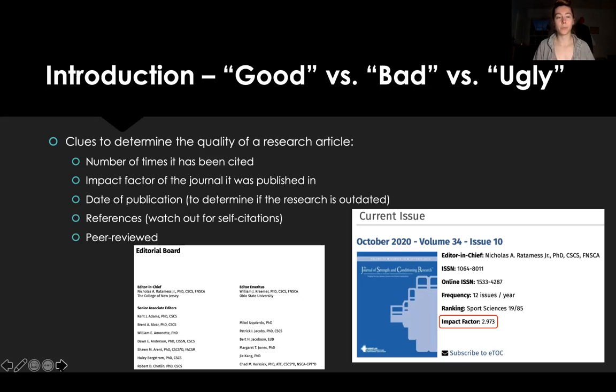References, watch out for people who use self-citation. So if they put themselves in the references, so if they reference one of their own works, then that's kind of sketchy. And it also has to be peer reviewed. The journal has to be peer reviewed. So a good way of looking that up is looking up the journal itself and seeing whether or not it says peer reviewed on its website.